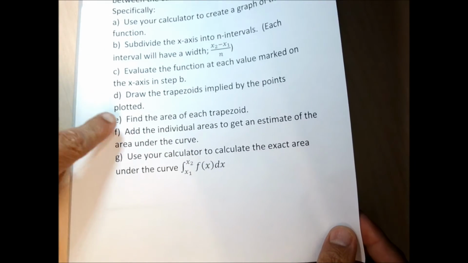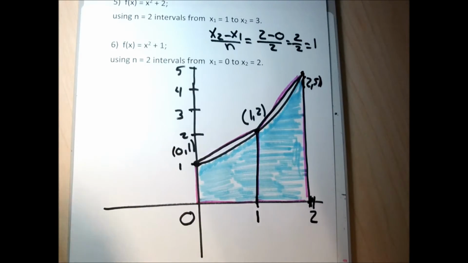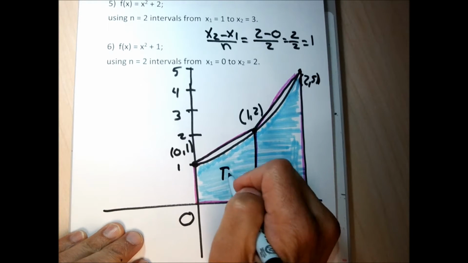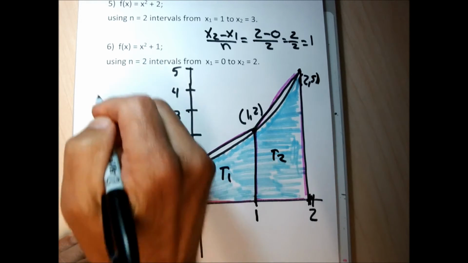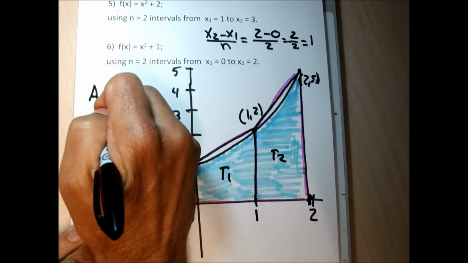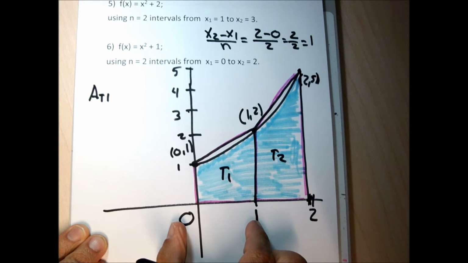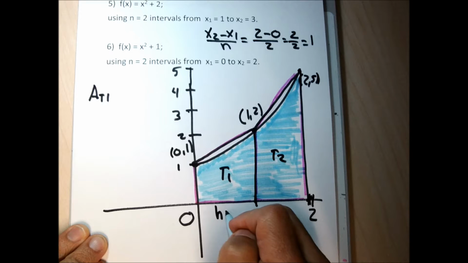So I draw my trapezoids. Now I'm going to find the area of each trapezoid. So I'm going to do the area of trapezoids. I'll call this one trapezoid 1, this trapezoid 2. The area of trapezoid 1. The height is this distance. This is such a lovely distance because that's 1.